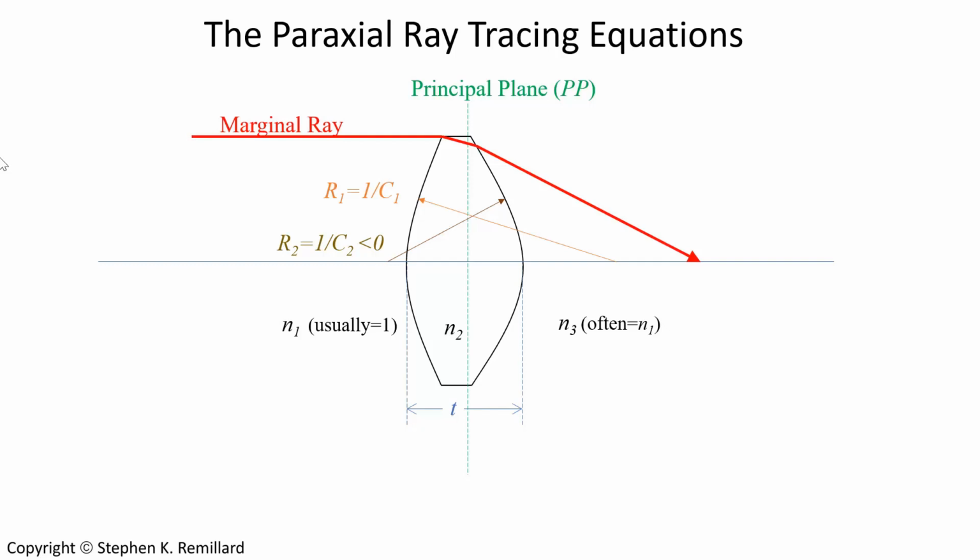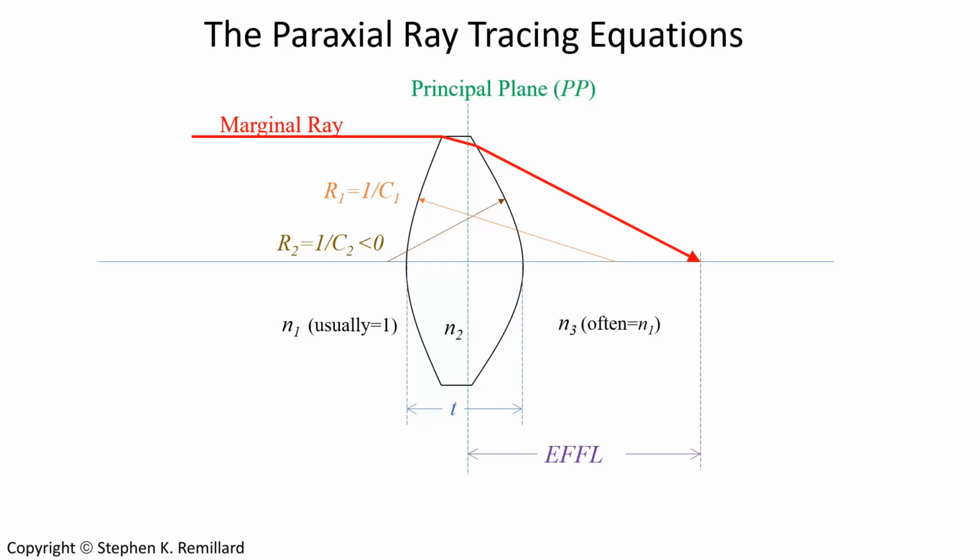So the marginal ray is drawn this way. It comes in parallel, it strikes the glass, it refracts, goes through the glass, hits the back surface, and refracts again. The place where the marginal ray hits the optic axis is the paraxial focal point, and we'll do an example problem where we find that.